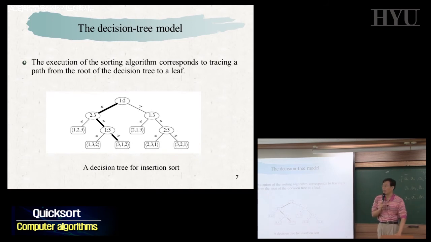So the execution of the sorting algorithm corresponds to tracing a path from the root of the decision tree to a leaf. If we reach a leaf, then the sorting is done with the help of 3 comparisons. So we need 3 comparisons to distinguish these 2 outputs.